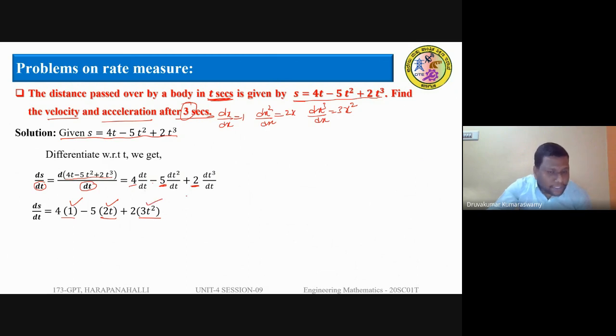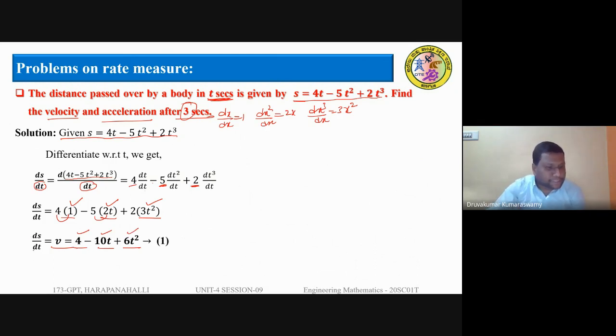Even if we use the chain rule concept, differentiation of t cube is 3t square into dt by dt, that is 1 again. So there is no need to write dt by dt again. So 4 into 1 minus 5 into 2t plus 2 into 3t square. Multiply: 4 into 1 is 4, 5 into 2 is 10t, 2 into 3 is 6t square. So velocity v is equal to 4 minus 10t plus 6t square.